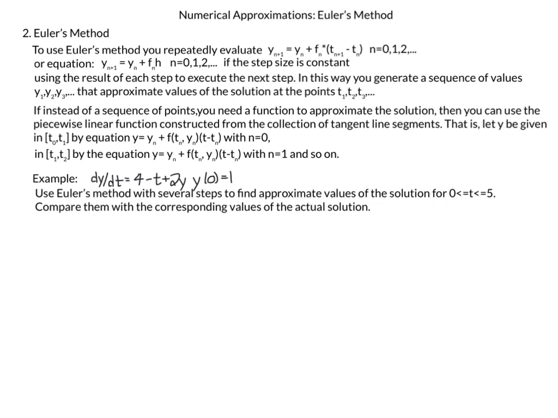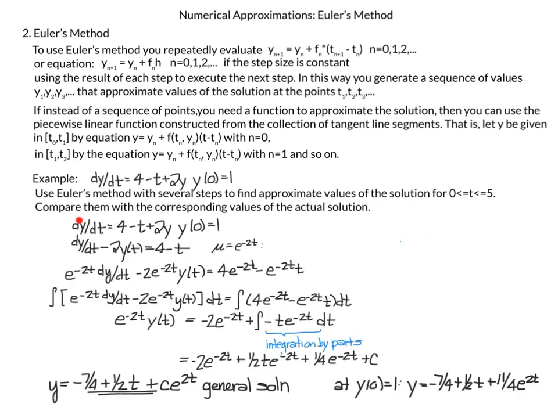Our next example is dy/dt equals 4 minus t plus 2y, where y naught is equal to 1. We're going to use Euler's method with several step sizes to find approximate values of solutions for t between 0 and 5 and compare them with the corresponding values of the actual solution.